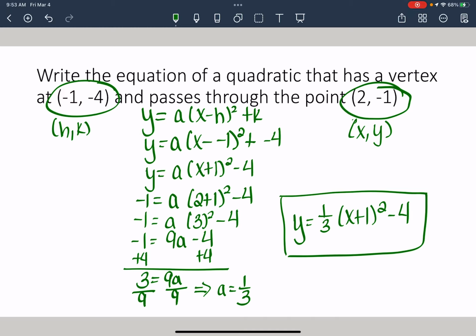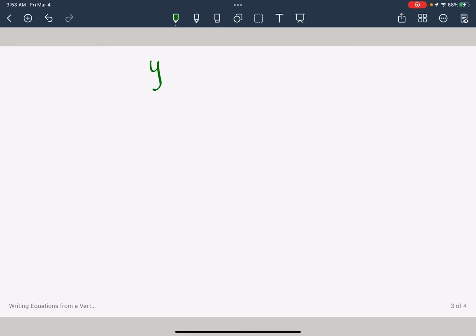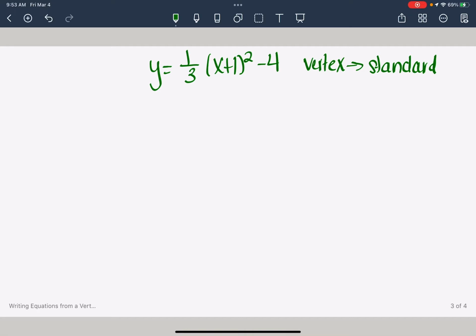But sometimes it doesn't ask you to just write your equation in vertex form, it wants the equation in standard form. So now I'm going to show you how to do that. So we start off with our equation in vertex form, 1/3 times x plus 1 squared minus 4. And to convert this from vertex to standard form, I need to first expand out this x plus 1 squared.